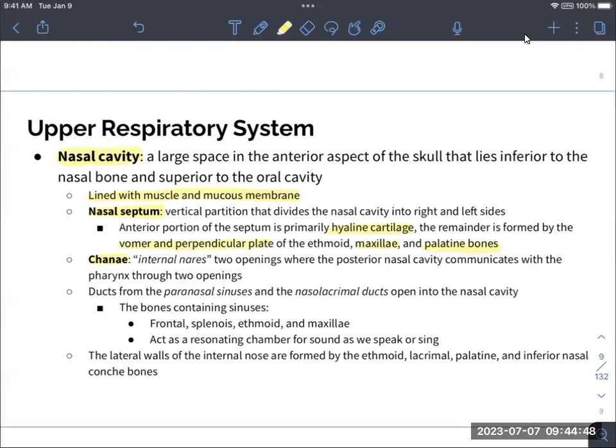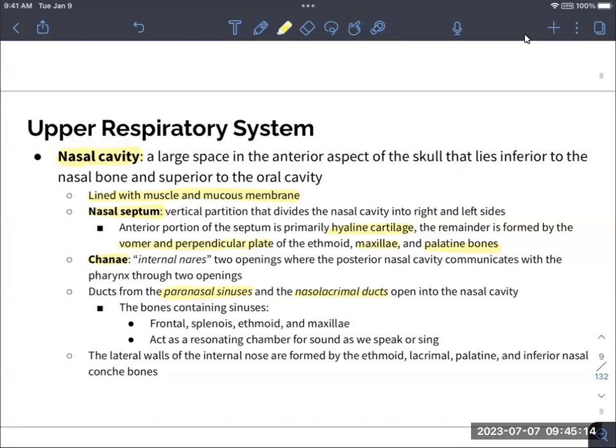We have different ducts. We have ducts from these different nasal sinuses that are going to empty into that nasal cavity. That nasolacrimal duct also empties out your tears or any of that lacrimal fluid that gets secreted from your eyes, drains that down into your nasal cavity.